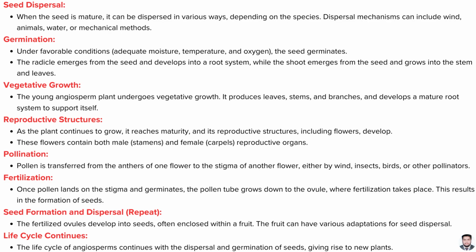Seed formation and dispersal repeat. The fertilized ovule develops into a seed, often enclosed within a fruit. The fruit can have various adaptations for seed dispersal. The life cycle continues. The life cycle of angiosperms continues with the seeds giving rise to new plants.